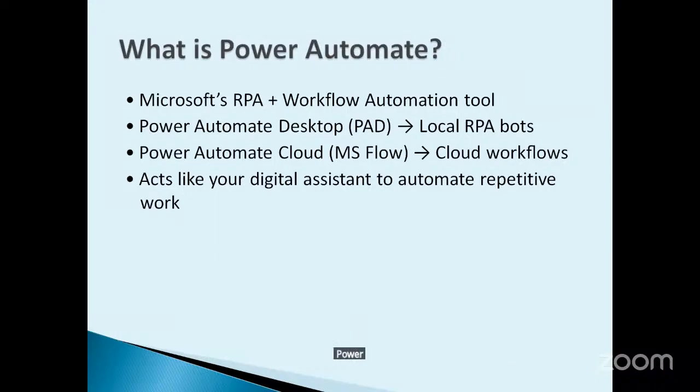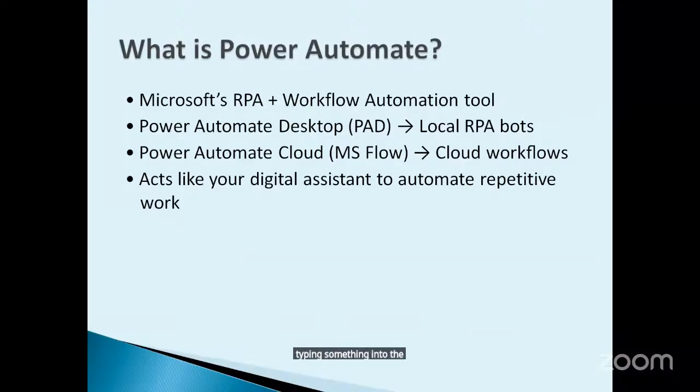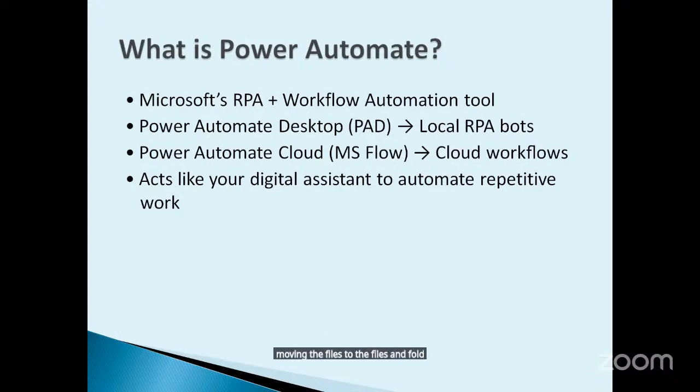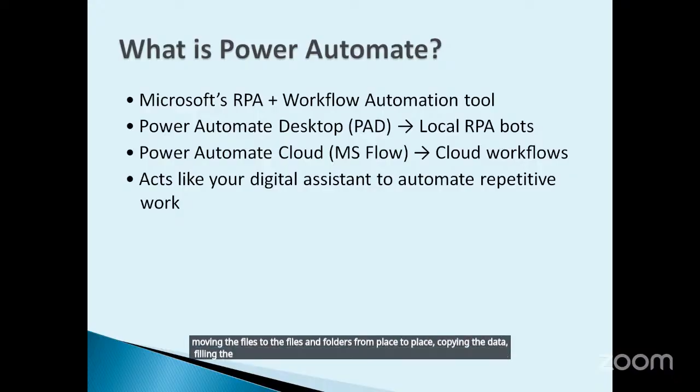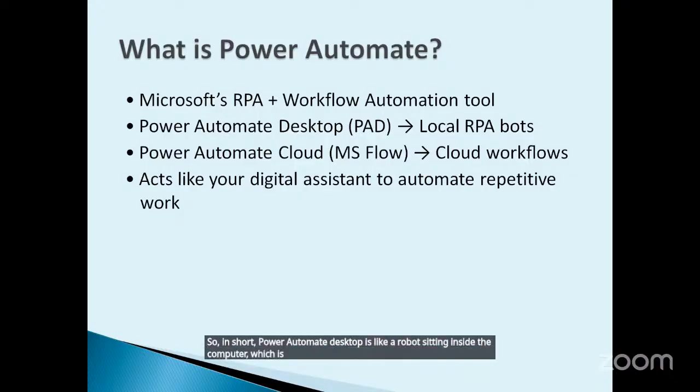Power Automate Desktop is basically Microsoft's RPA tool, Robotic Process Automation tool. It lets you automate tasks on your computer just like a human. So this is what I call local automation, which means day-to-day activities with your computer, whatever you do, like clicking the buttons, typing something into the applications, opening the Excel files, reading the PDFs, moving the files and folders from place to place, copying the data, filling the forms on the websites, extracting the information. So in short, Power Automate Desktop is like a robot sitting inside the computer which is waiting for your command.